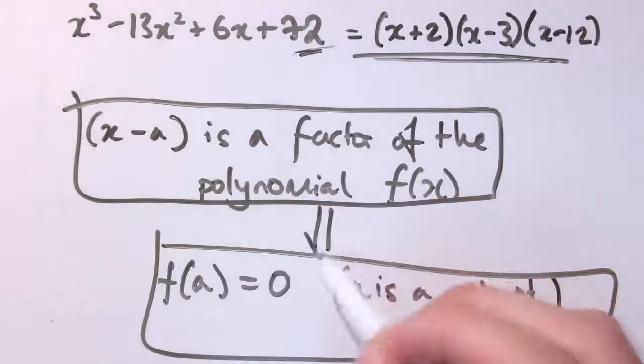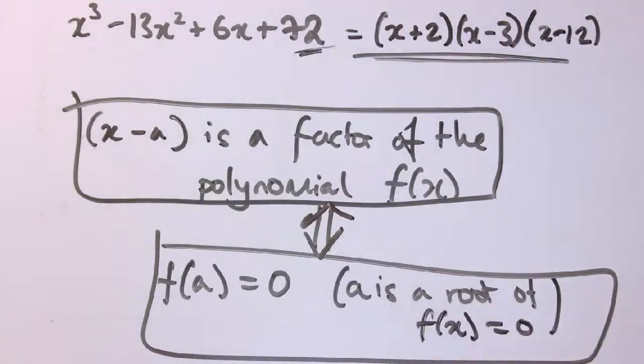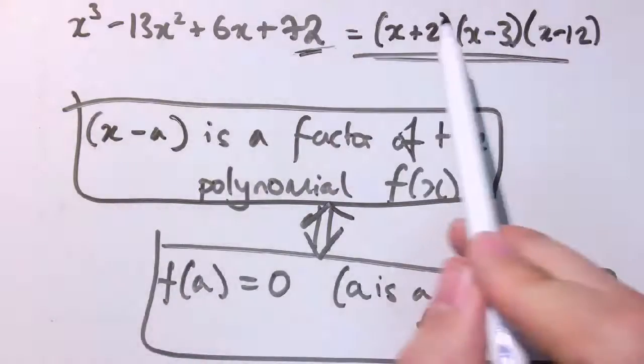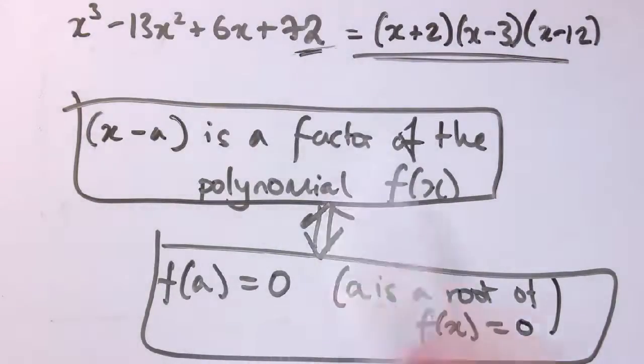And what the factor theorem says is that these two things are equivalent to each other. Okay, it says that if this is true, then this is true, and if this is true, then this is true, i.e. if I substitute in a value I get 0, that means that x minus that value is a factor. Similarly, if x minus a certain value is a factor, then that number will work in the polynomial.